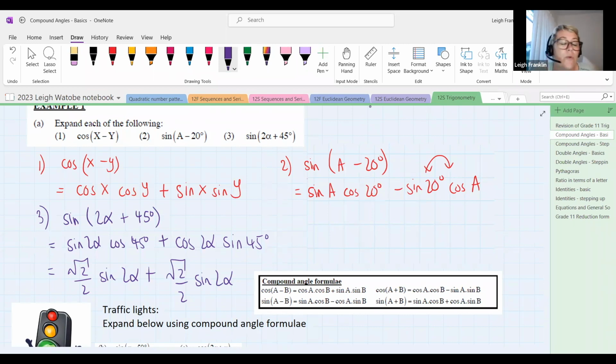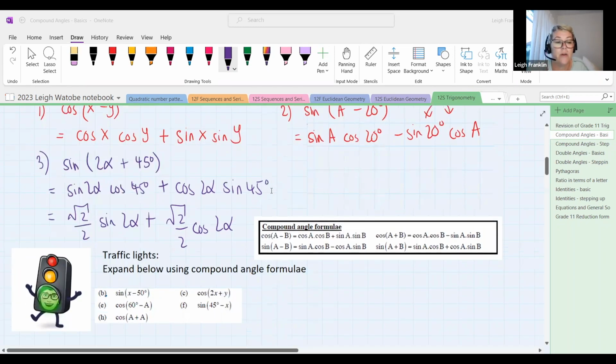Yes, I don't know what's wrong with me today. Seriously. Sorry, that should be cos. Sorry, guys, I think it's end of term exhaustion. Okay, so root 2 over 2 sine 2a plus root 2 over 2 cos 2a. And then we have expanded it correctly. Everybody happy with that? Are we all feeling okay? My apologies for being so silly at the beginning of this lesson.